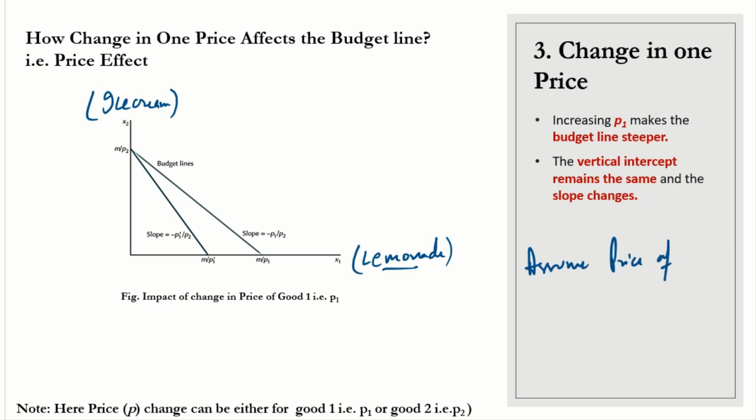So assume the price of x1, which is lemonade, increases by how much? By 1 unit.